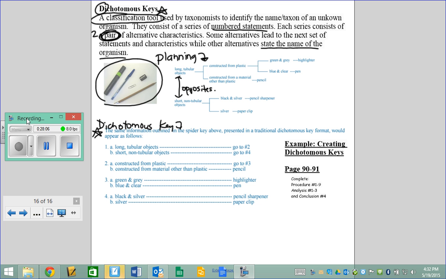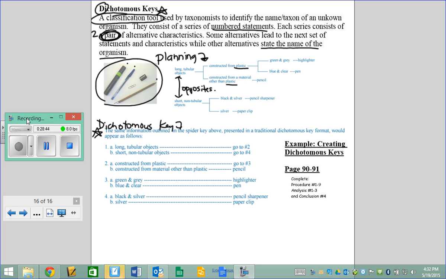So a lot of the time, one of the statements says something that they have, and the other statement says you simply don't have that. So instead of saying short and some other shape, I just said they were not tubular. That covers every other possible characteristic that I could have for shape. In my long tubular objects, which are the highlighter, the pen, and the pencil, you'll see that my next category is: is it plastic or is it something other than plastic? So I didn't make a list of the other materials it was made of. I said it wasn't plastic.